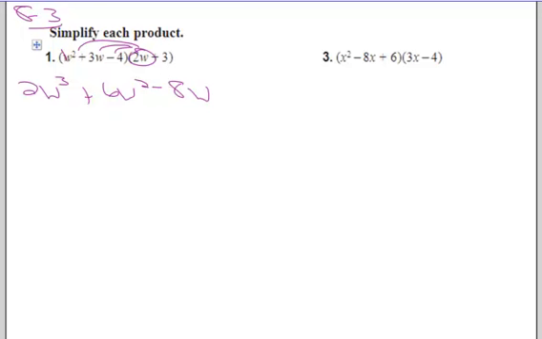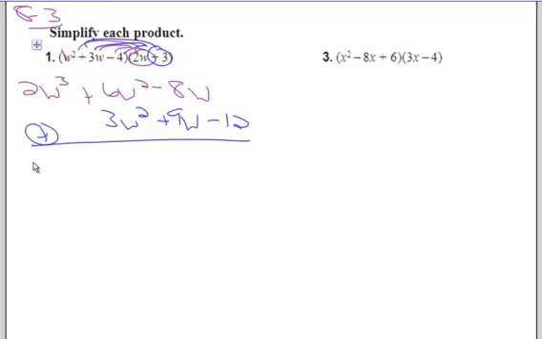Now I have to do the same thing. Let me color code it for you a little bit. I got positive 3, and it has to go through that trinomial. So 3 times w squared is 3w squared. Now notice what I'm going to do. I'm going to stack up my like terms. So this is super simple when I get done, that I add all my like terms together. 3 times 3w, so plus 9w, and 3 times negative 4 is minus 12.